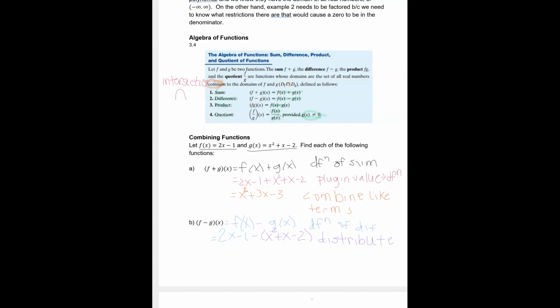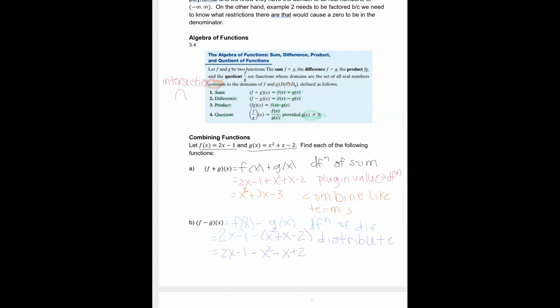Okay, let's do that. So we just copy and paste this first one, right? So it's going to be 2x minus 1. This, we distribute that negative, it's going to give us a negative x squared. Distribute it there, we're going to get a negative x. And if we distribute it here, that's going to give us a plus 2.